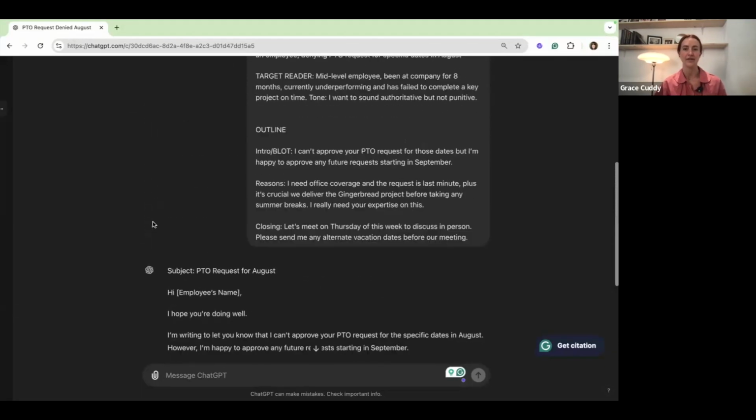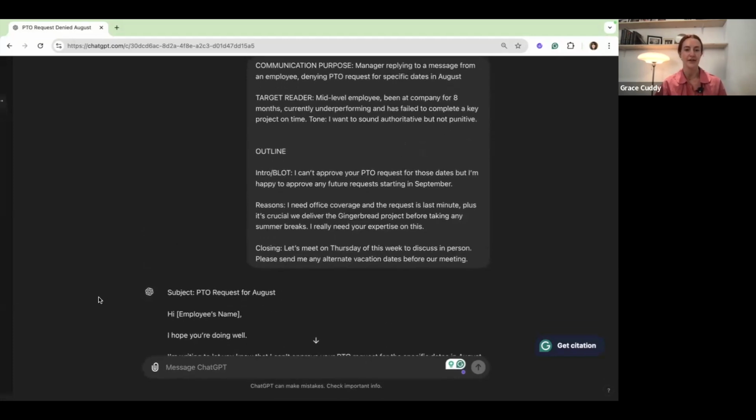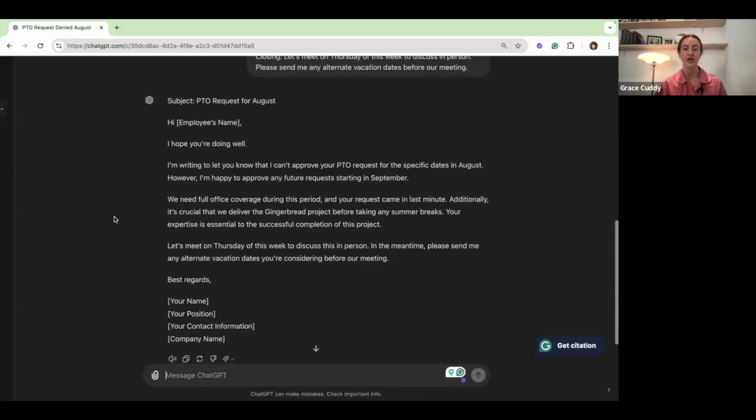I incorporated this tone of sounding authoritative, but not mean or punitive. And I gave my reader a much easier to understand, easier to absorb, and human-sounding response. So this is an example of, again, using your human discernment, using your critical thinking, and also integrating elements of the writing process so that you really know how to harness these tools for your benefit.